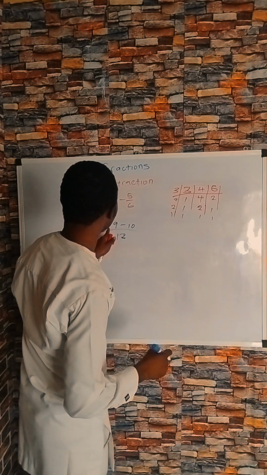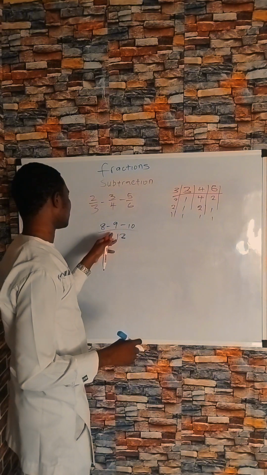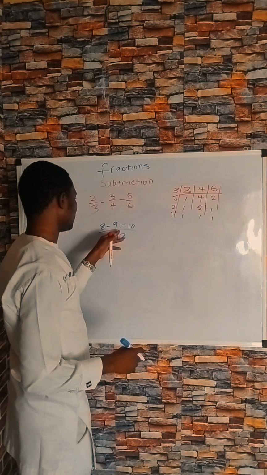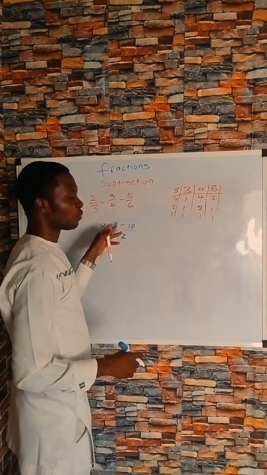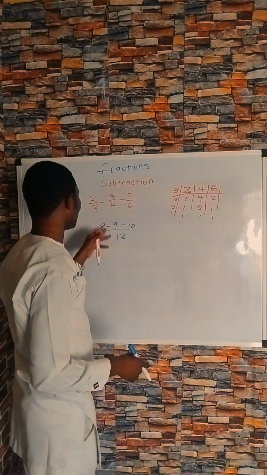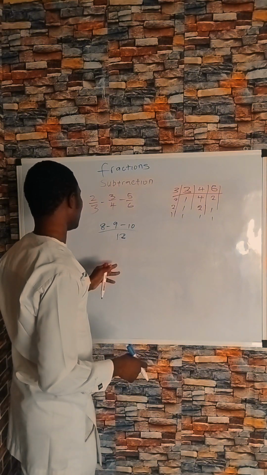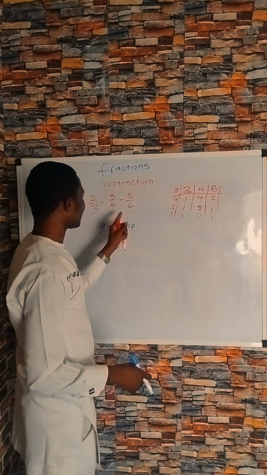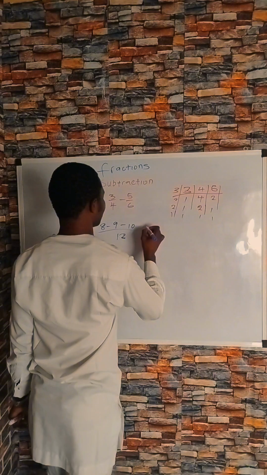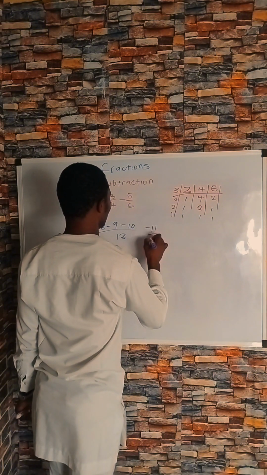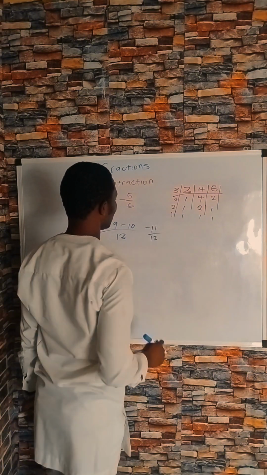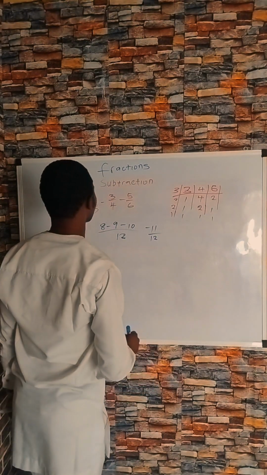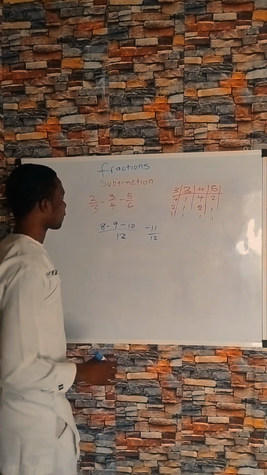So 8 minus 9 minus 10. What would that be? 8 minus 9 minus 10 would be the answer of this. So 8 minus 9 will give you minus 1. Minus 1 minus 10 is minus 11 over 12. And this is the simplest form of this answer. Let's take one more example.